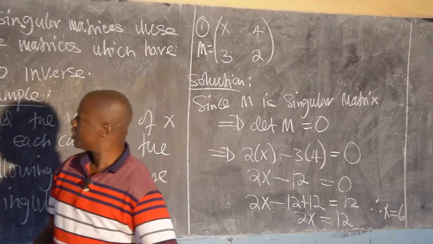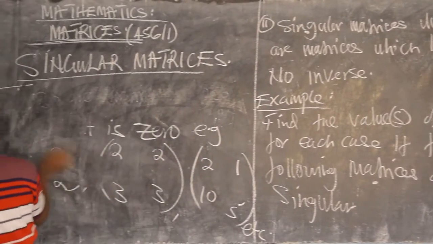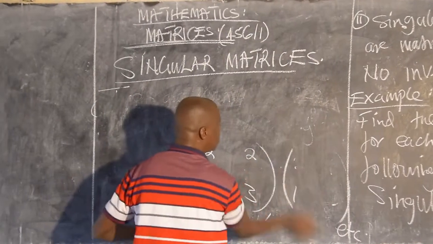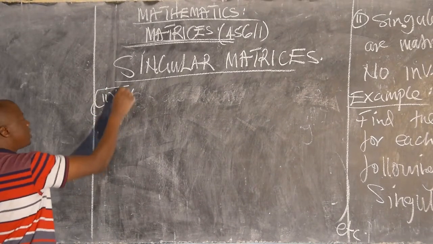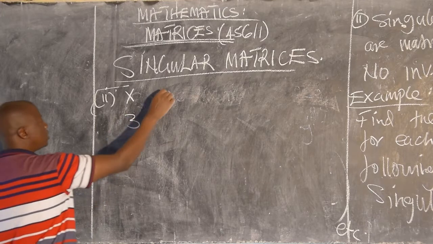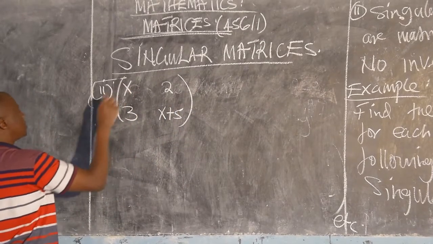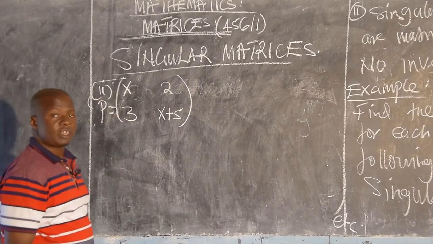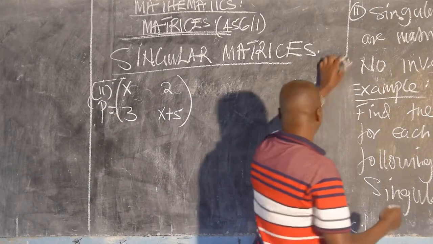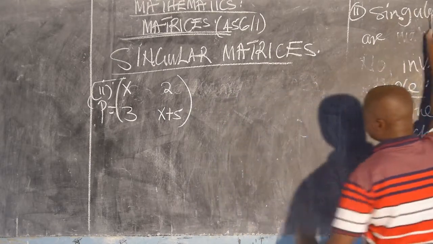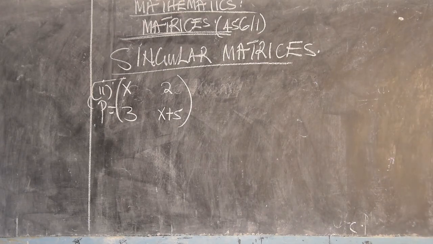Allow me to give another example. Case 2, that is Roman number 2. We have x, and this is 3. This is 2. Then here we have x plus 5. This is matrix P. They want us to find the possible values of x given that matrix P is singular.